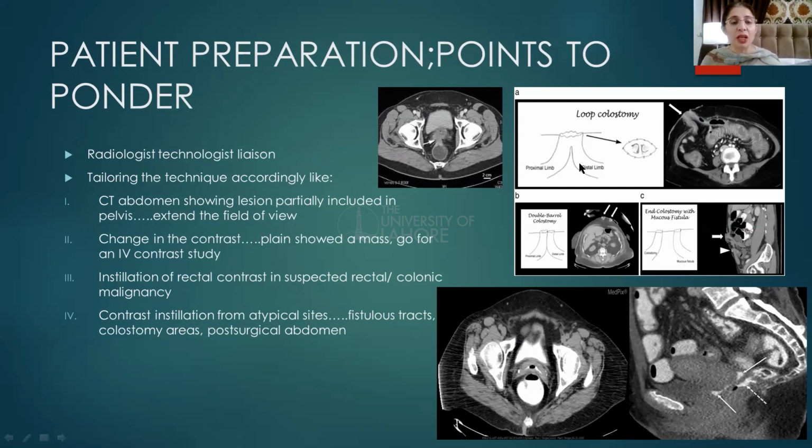For instance, a request form for a CT abdomen or pelvis has come, and during a scanogram or even while doing a study of the abdomen, you find something wrong in the pelvis. Extend the field of view so that the whole of the pathology is nicely elucidated, rather than going by the book because just the abdomen has been advised, so I'll just do the abdomen. No, just extend the field of view a bit in the benefit of the patient, so that the patient's time is saved and the clinician gets better information.